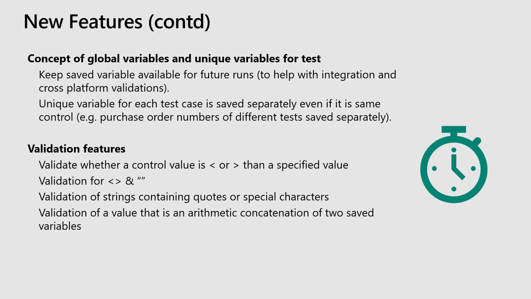Validation features are pretty self-explanatory. We have ensured that you can validate messages. We can validate less than, greater than, not equal to, and blank. We cannot validate empty space yet, so you'll have to put in two quotes to indicate that the value is blank. You can validate strings containing quotes, special characters, and also arithmetic concatenation. That means you can add two different variables and validate the outcome of that arithmetic operation.